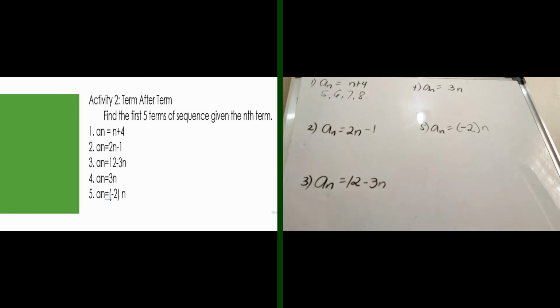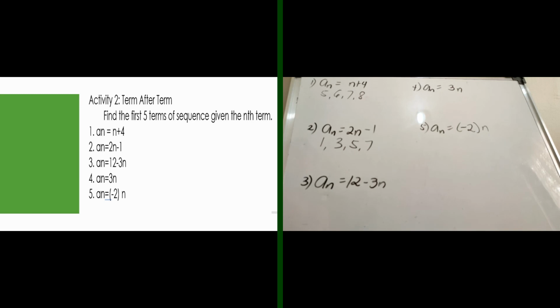Now, let's have number 2. For number 2, 2 times 1 is 2, minus 1 gives you 1. Then 2 times 2 is equal to 4, minus 1 is 3. And then 2 times 3 is 6, minus 1 is 5. So 2 times 4 is 8, minus 1 is 7.